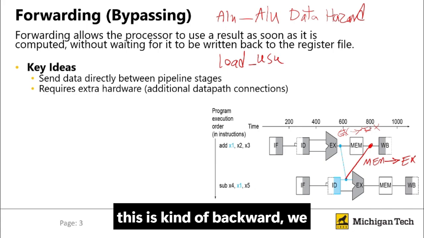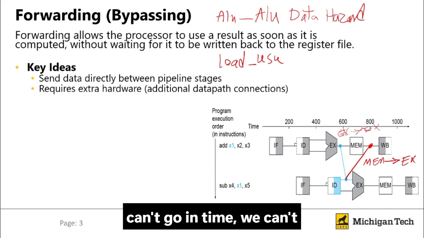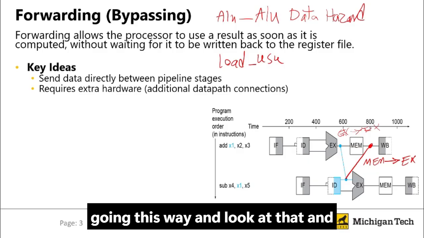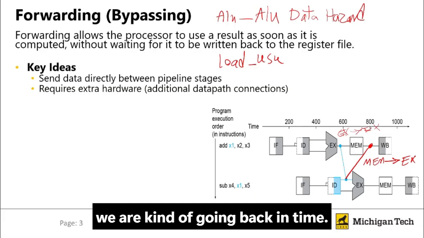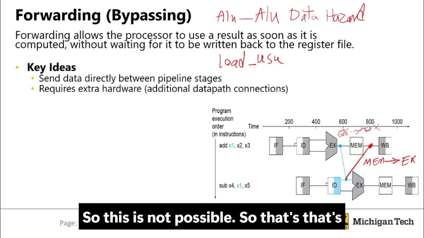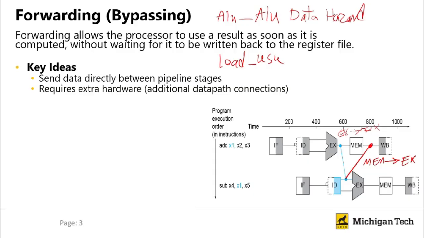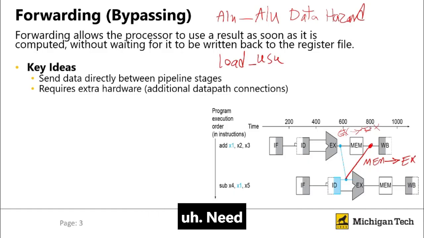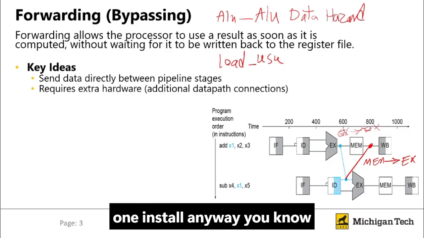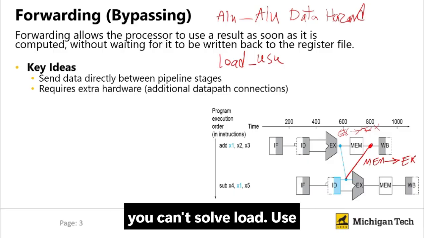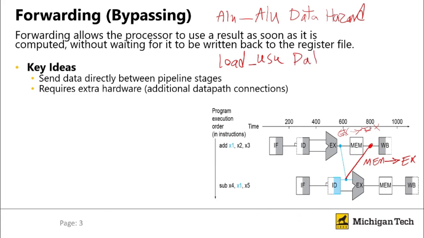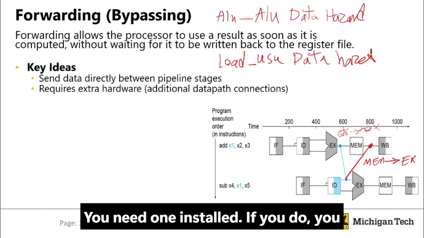But this is kind of backward. We can't go back in time, because time is going this way. Look at that. We are kind of going back in time, so this is not possible. That's why load use forwarding needs one stall anyway. You can't solve the load use data hazard without it. This is also a data hazard. You need one stall in between.